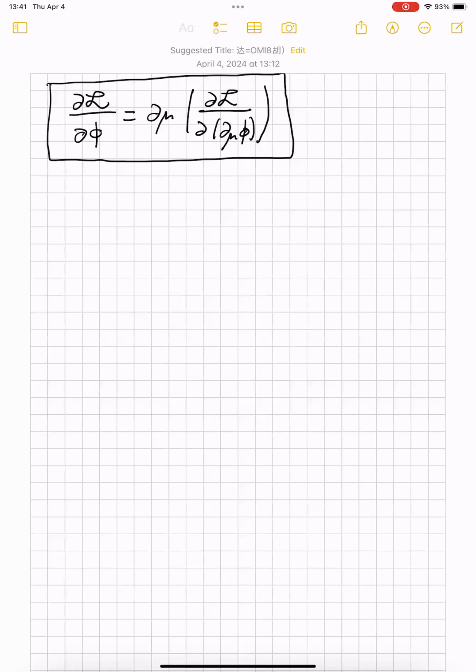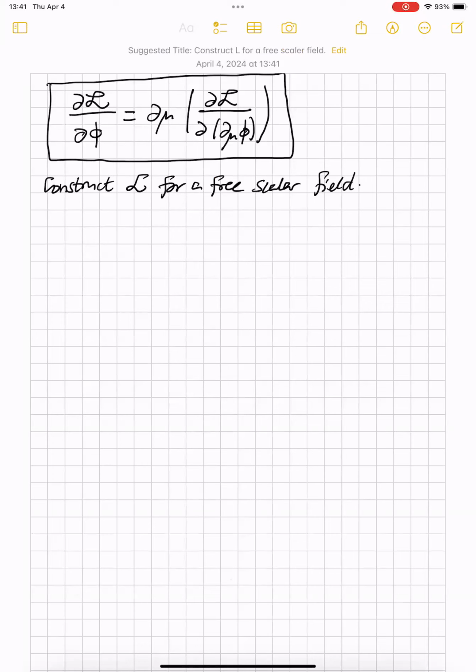Okay, so now we have the Euler-Lagrange equations of motion, but to use them, we need to know what the Lagrangian density is. So what we're going to discuss now is, let's construct the Lagrangian density for a free scalar field. And so let's discuss the principles that go into this.